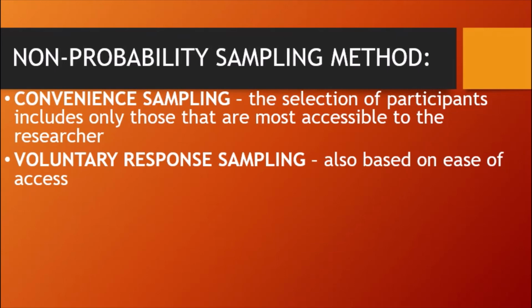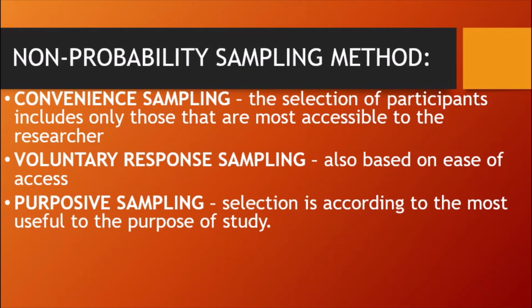Next is voluntary response sampling, also based on ease of access. The researcher prefers to find volunteers as participants. The next one is purposive sampling. The selection is according to what is most useful to the purpose of the study, so the selection is according to the purpose of the researcher. It will be easy to find participants if the purpose has been identified.